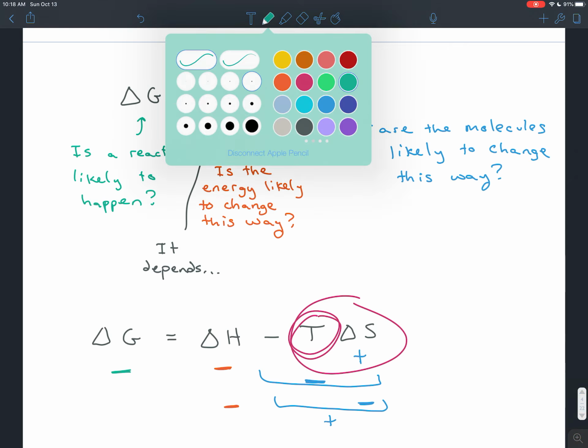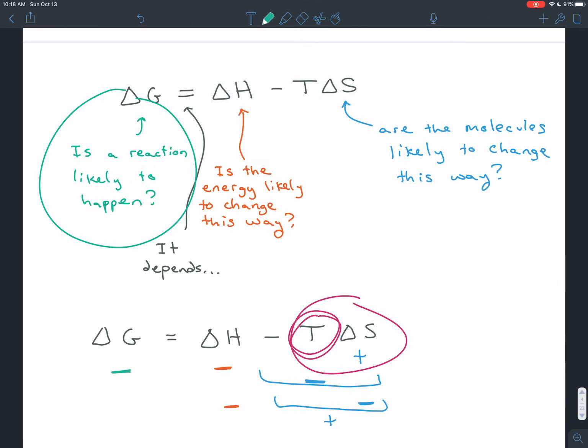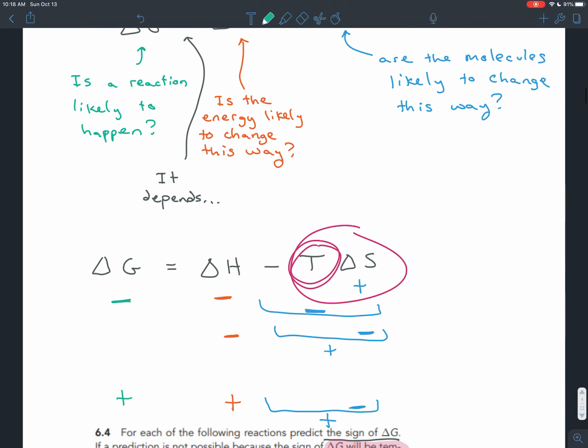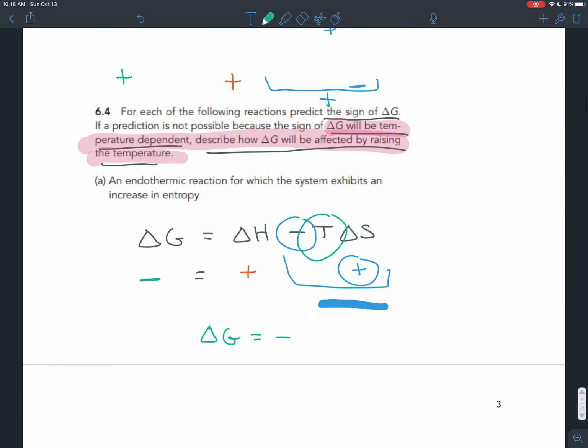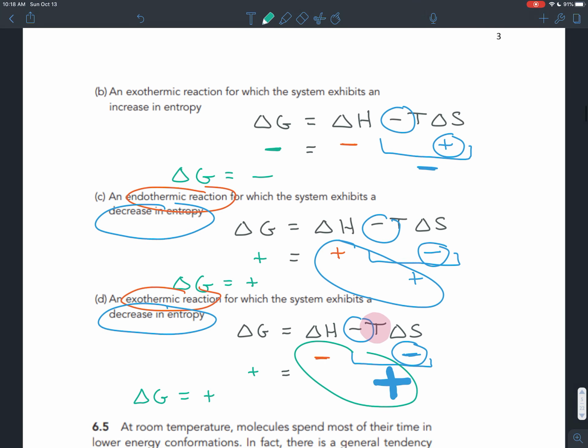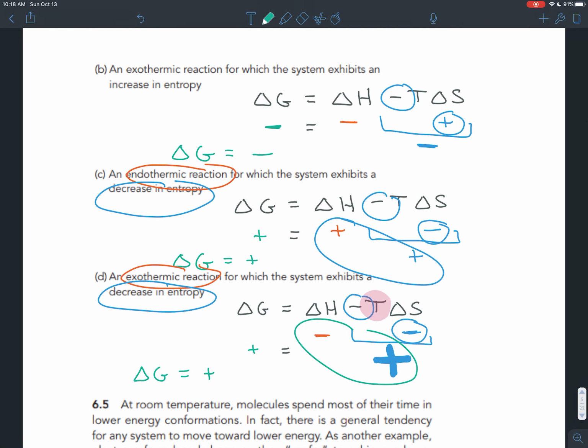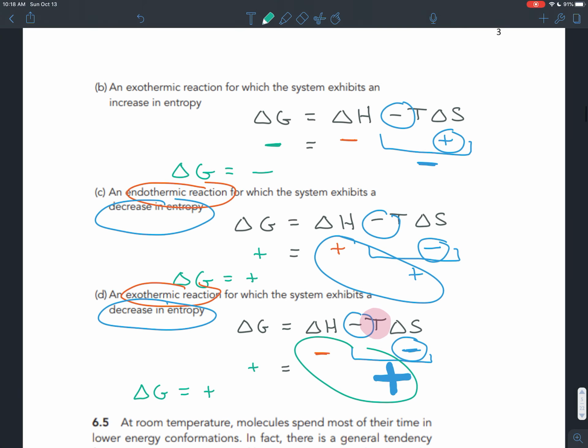And based on that, you can figure out whether the reaction is likely to happen. If it's likely to happen, delta G will be negative, and if it's unlikely to happen, delta G will be positive. So you can think through each of these terms. You can think through that equation to organize your thinking and figure out whether you can use the temperature to favor products or reactants.